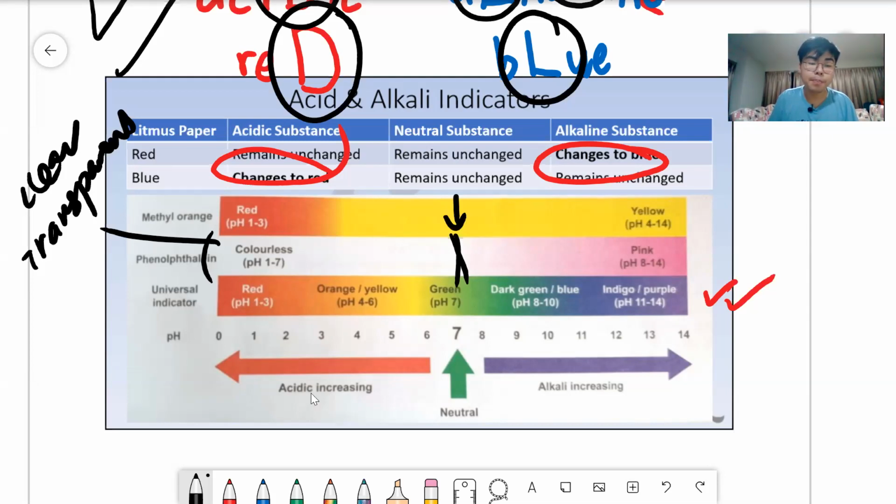As you can see here, this is what we call a pH scale, which is a set of numbers from 0 to 14. The left side, below 7, is acidic. Above 7, alkaline. When you are closer to 0, it is more and more acidic. When you are closer to 14, it is more and more alkaline. And at exactly 7, we call it neutral. So that is all for acid and alkali indicators that you will use throughout this entire chapter and more for the rest of your life.